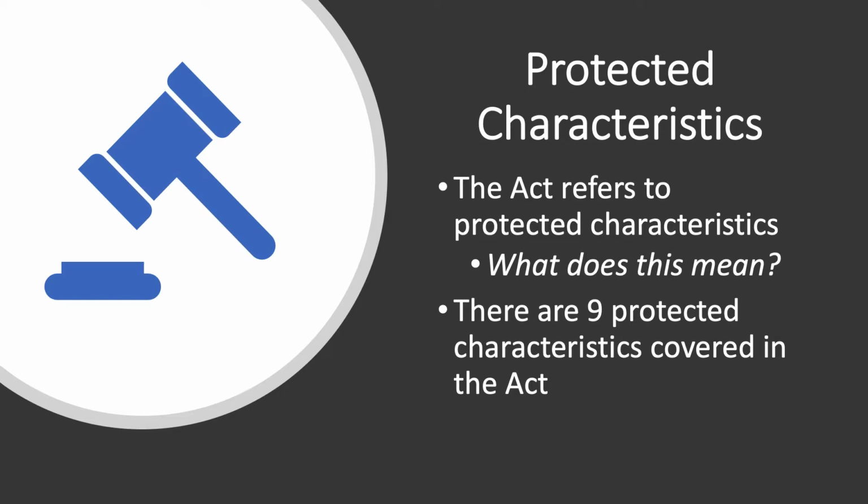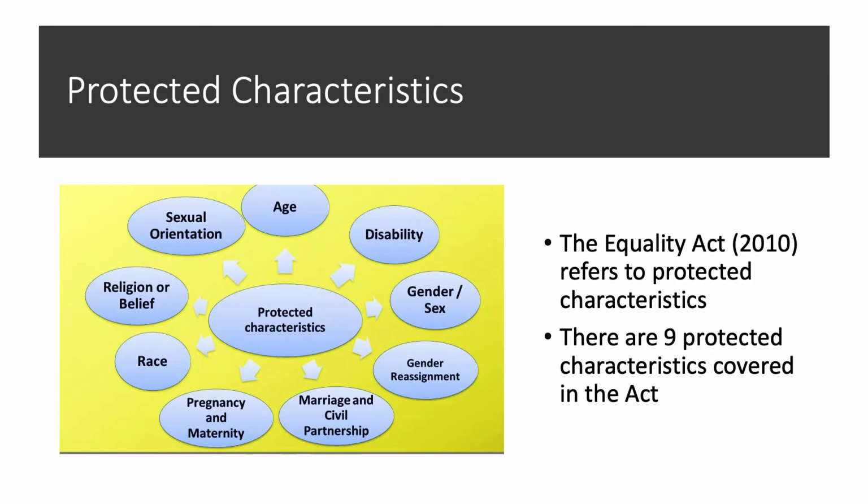Now, one of the main outcomes of the Equality Act was that it introduced the idea of protected characteristics. So the Act refers to 9 protected characteristics. These are things about people that people are more likely to be discriminated against because of. So age discrimination, disability discrimination, treating people differently on the grounds of their gender or their sex, or also their gender reassignment, their marital status, treating women differently during pregnancy and maternity, but also treating fathers differently if they are expecting a child with their female partner.